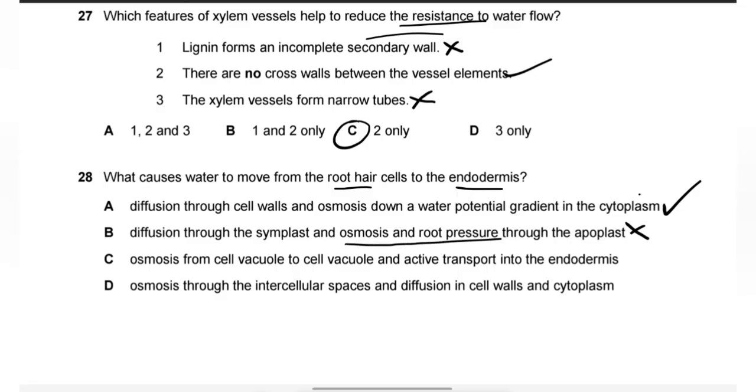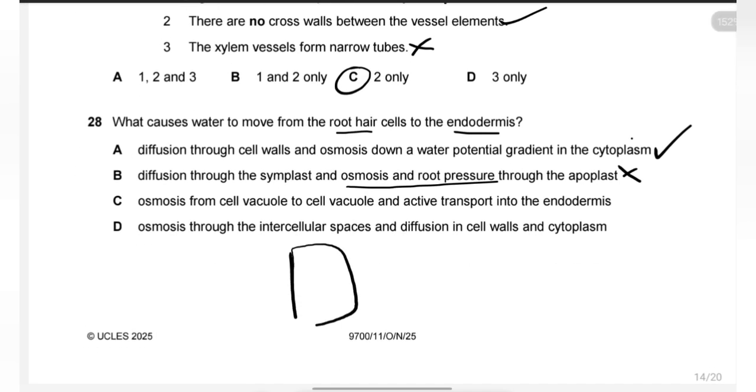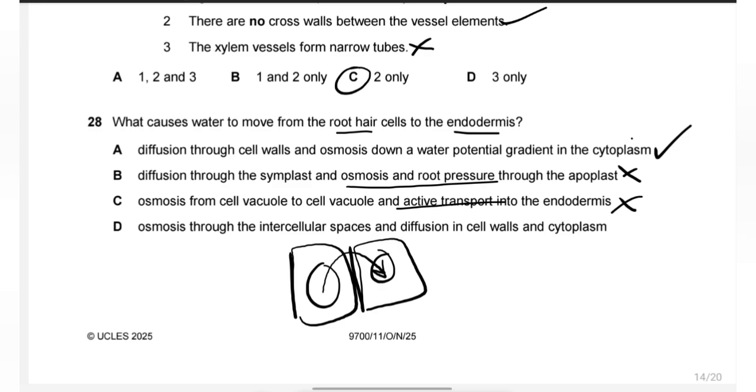Then C, osmosis from cell vacuole to cell vacuole. So C is suggesting that if we have a cell and a vacuole and a cell right next to each other, we have water going from one vacuole to the other by osmosis. And as we all know, that is a lie, and water does not move by active transport. So C is wrong. Then D, osmosis through the intercellular spaces and diffusion in the cell walls. So osmosis needs a partially permeable membrane. It cannot just happen through intercellular spaces. So D becomes wrong. And I guessed right. 28 is A.